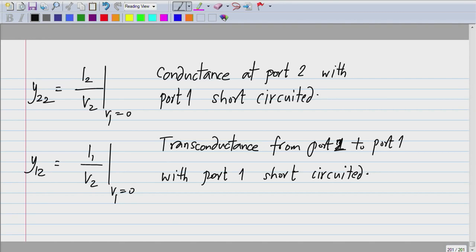So when you are given a circuit and you are asked to calculate the Y parameters, this is how you have to do it. To calculate Y11, you short circuit port 2, measure I1 and divide it by V1 to get Y11, and so on. So we will take an example of this later.